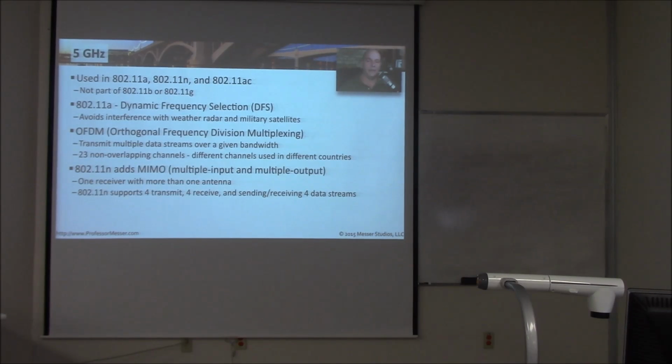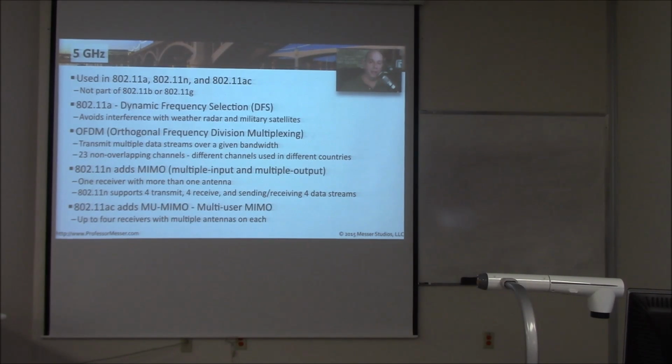To get some of these higher speeds in 802.11n, we take advantage of something called MIMO. This stands for multiple input and multiple output. There's a single receiver in 802.11n, but you can have more than one antenna, so you can send and receive on different channels at the same time. You can support up to 4 transmit and 4 receive, so there's 4 separate data streams that can all be communicating at the same time with 802.11n.